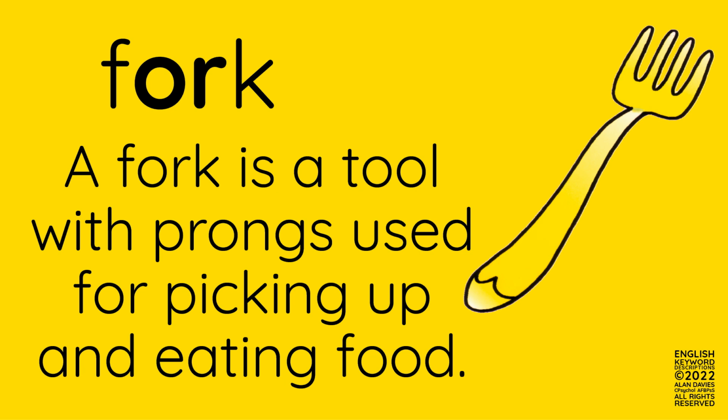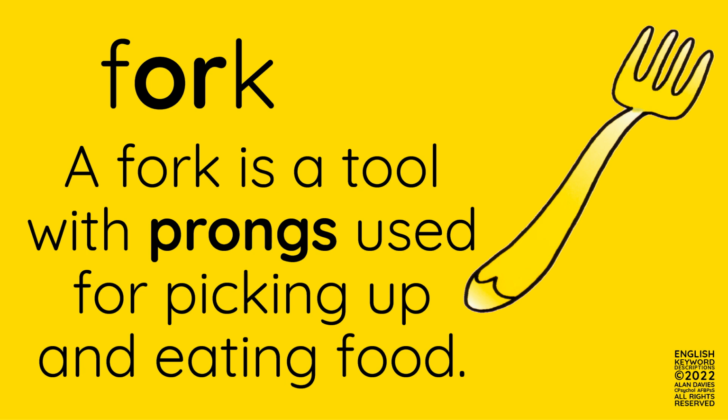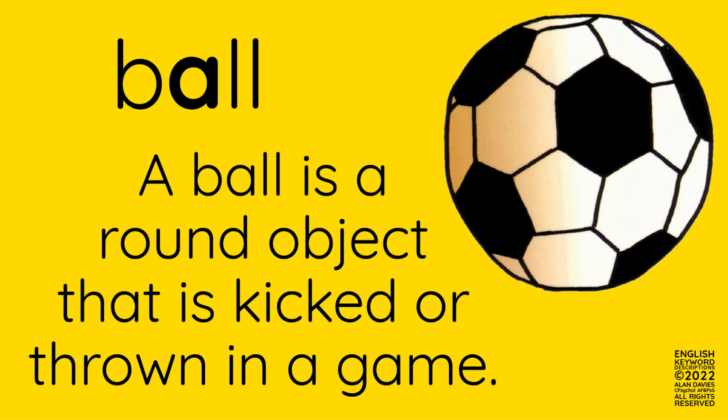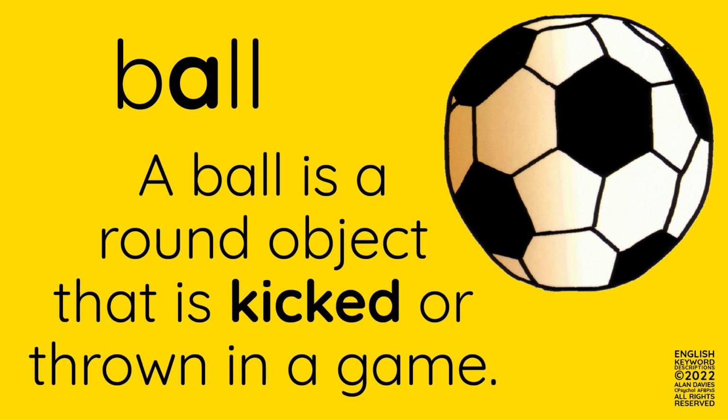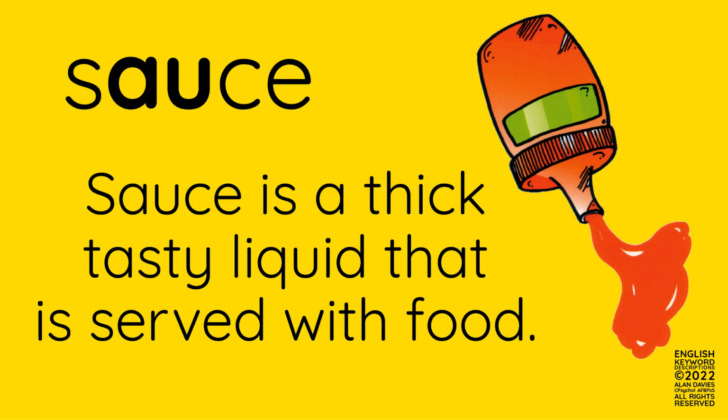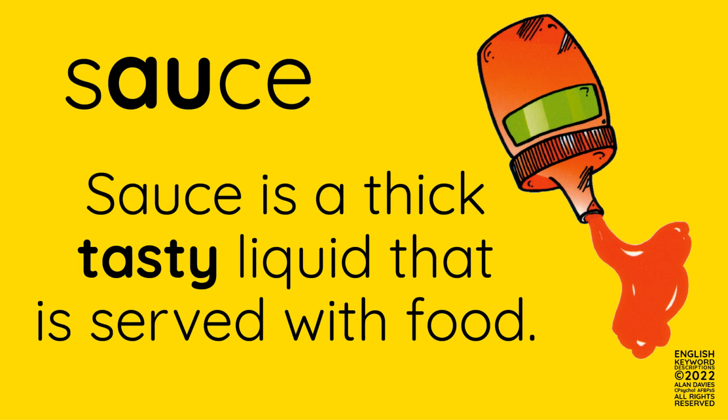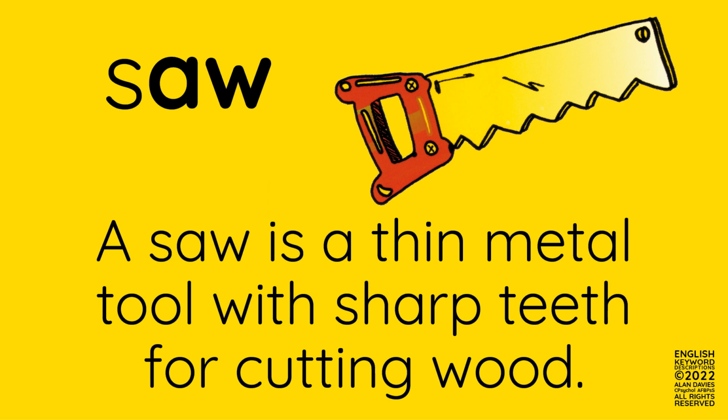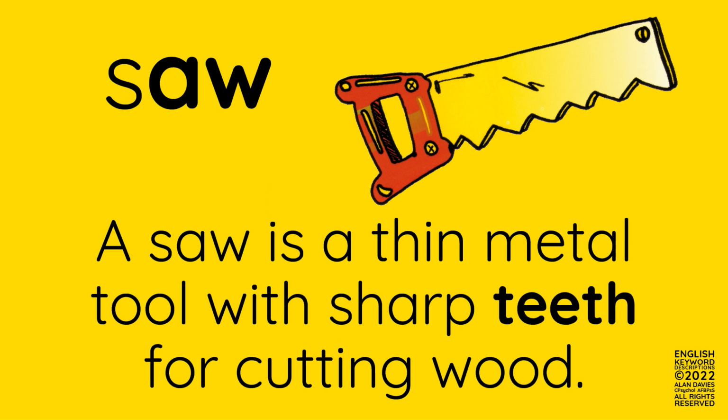Fork. A fork is a tool with prongs used for picking up and eating food. Ball. A ball is a round object that is kicked or thrown in a game. Sauce. Sauce is a thick, tasty liquid that is served with food. Saw. A saw is a thin metal tool with sharp teeth for cutting wood.